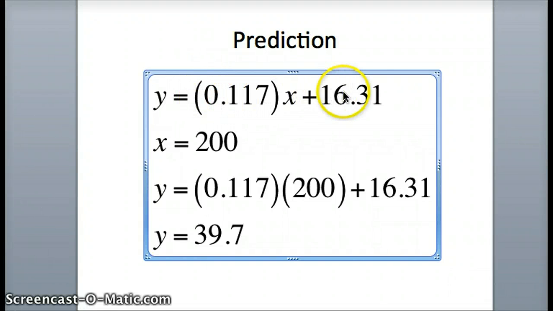Our prediction equation is here. That is our line of best fit, or our regression line. We want to predict the waist size, the y value, for a person who weighs 200 pounds. 200 pounds is our x value. So 0.117 times 200 plus 16.31, or 39.7, will be our predicted waist size for a person who weighs 200 pounds.